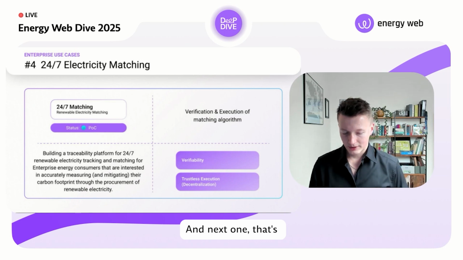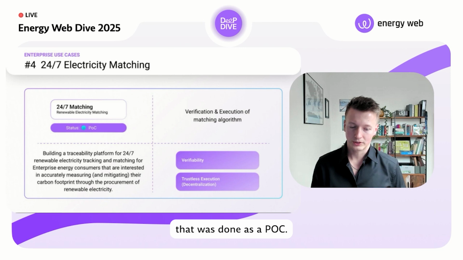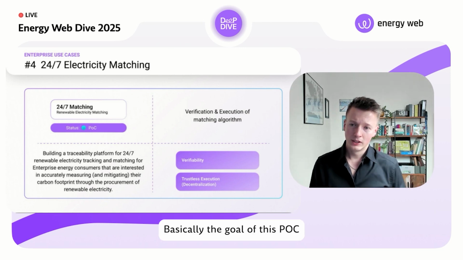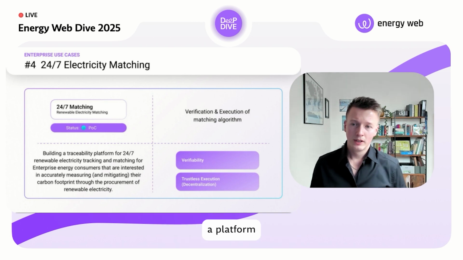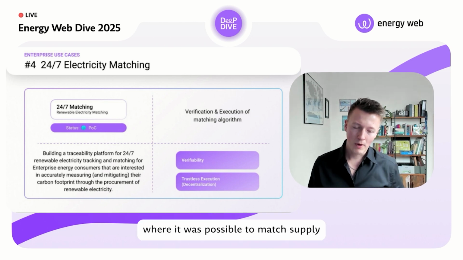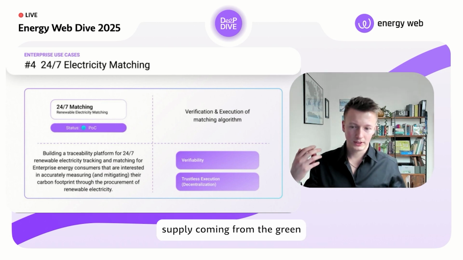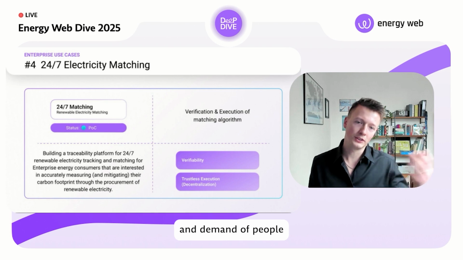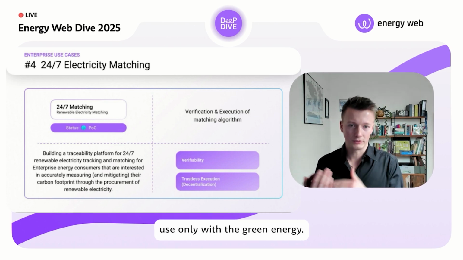Next one, that's 24/7 electricity matching, that was done as a POC. Basically, the goal of this POC was to create a platform where it was possible to match the supply and demand sides, supply coming from the green electricity producers and demand from people that are willing to compensate their energy use only with green energy.